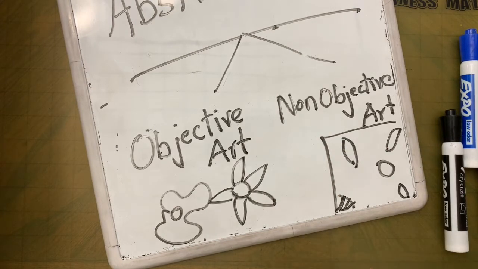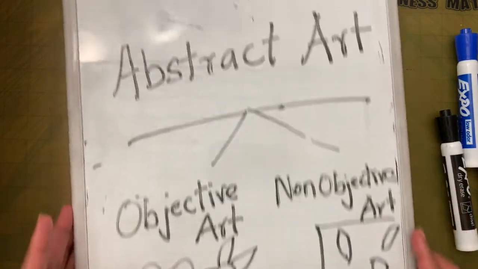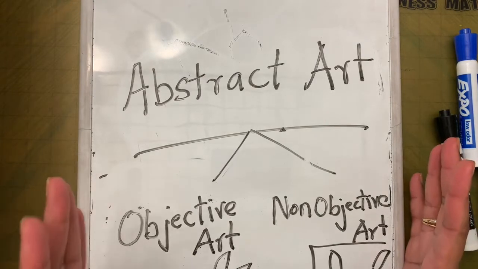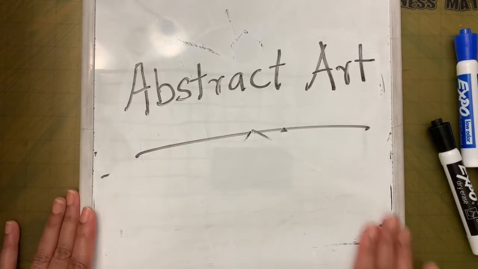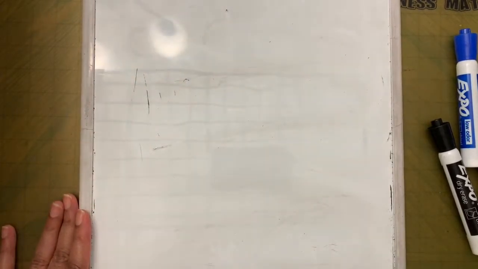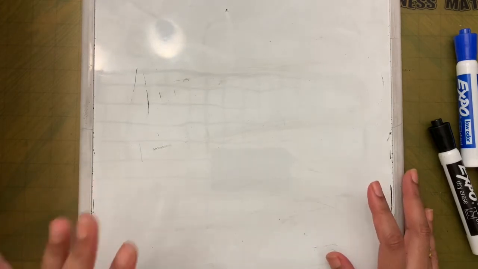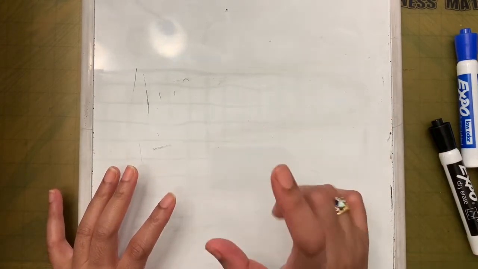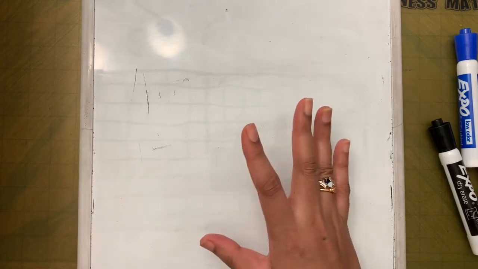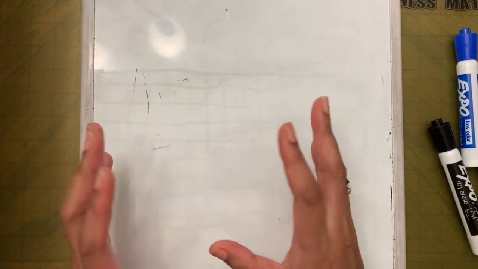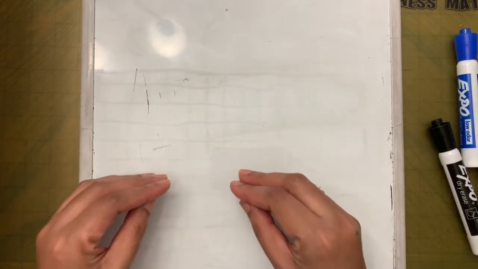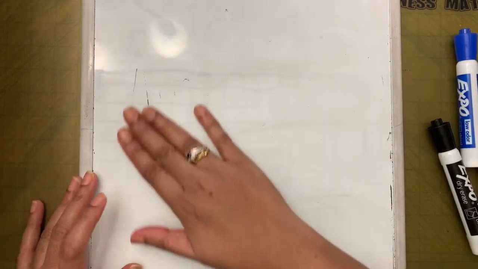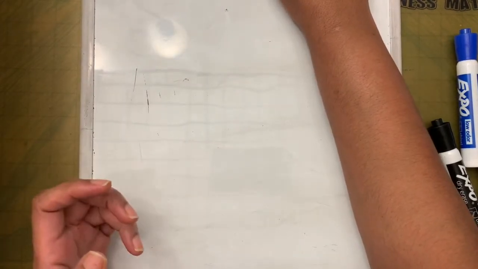So let's get into the lesson. Hope you understood the difference between objective and non-objective. Okay. And what did I say? We are making an objective art today. And will you be able to recognize when you look at this art? Will you be able to identify what it is? Yes, you will be able to identify the subject that we are drawing.